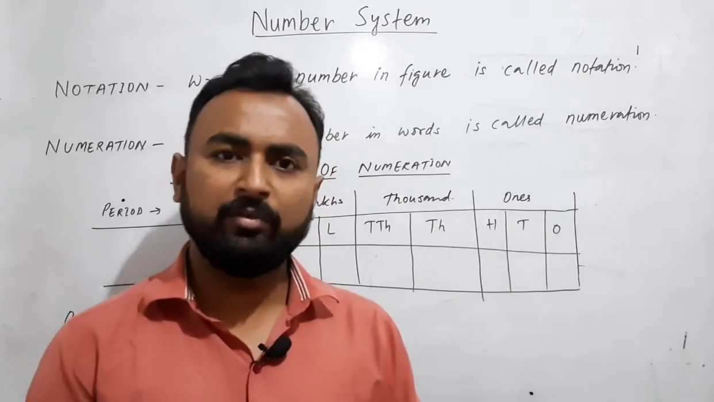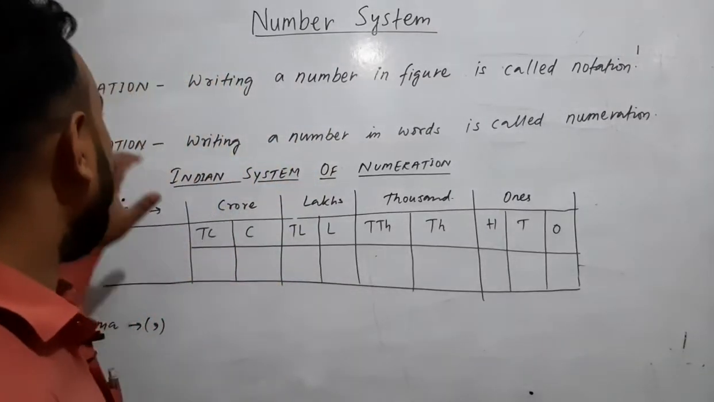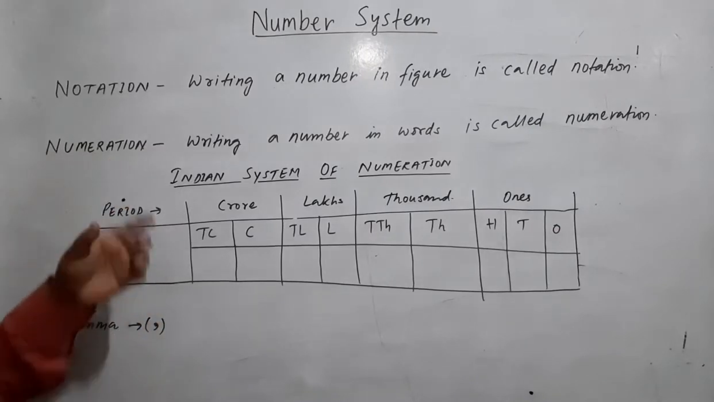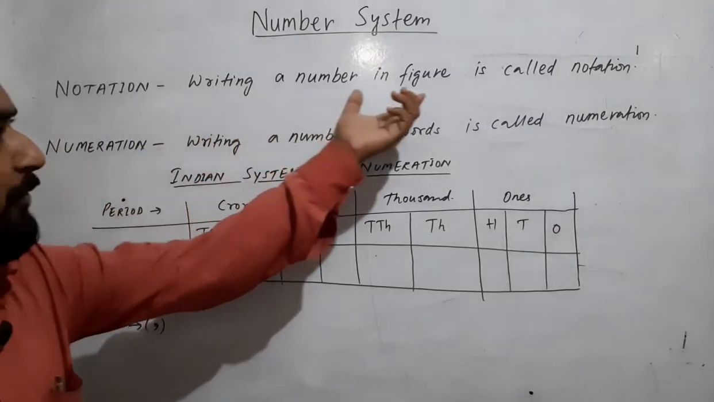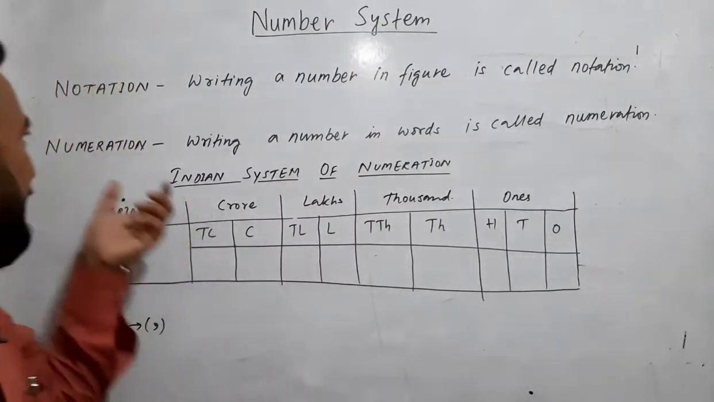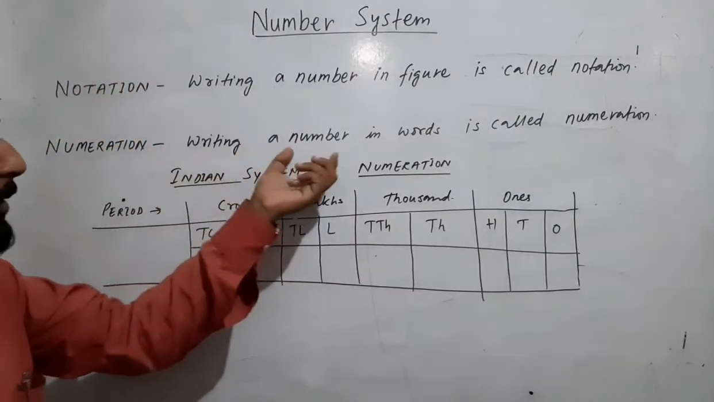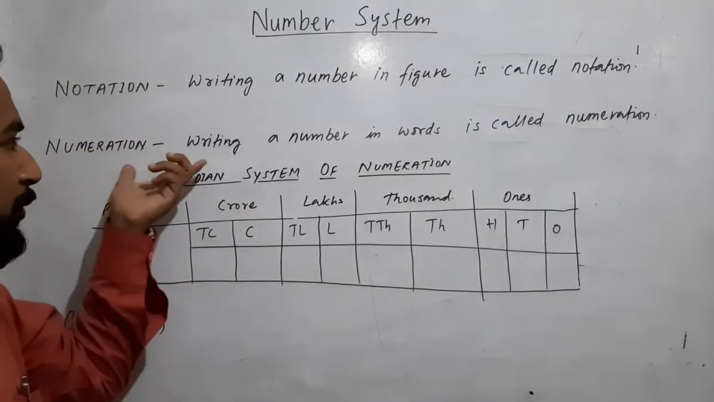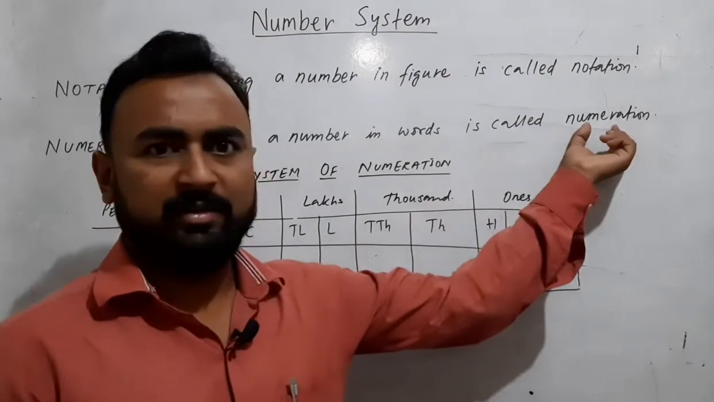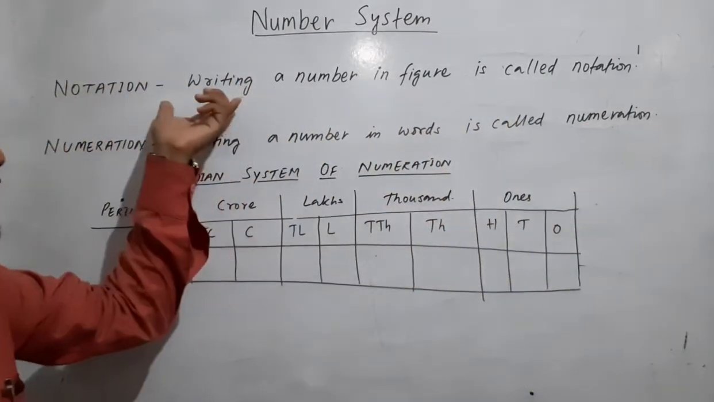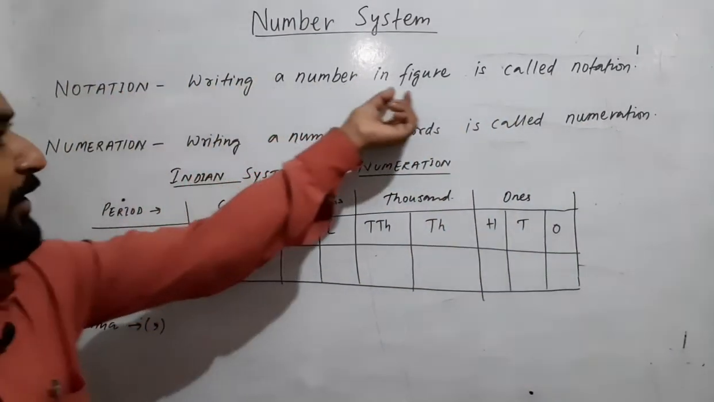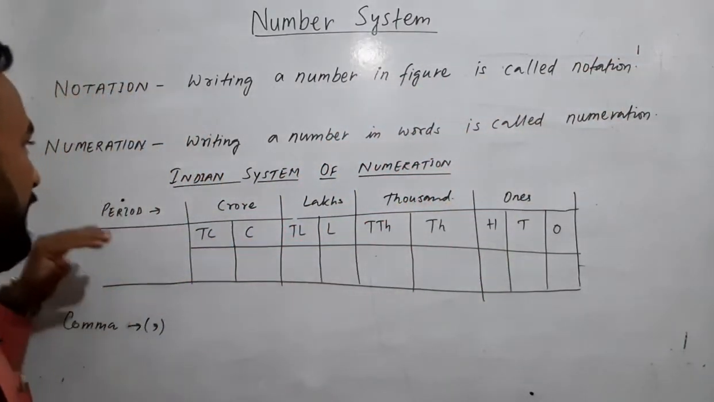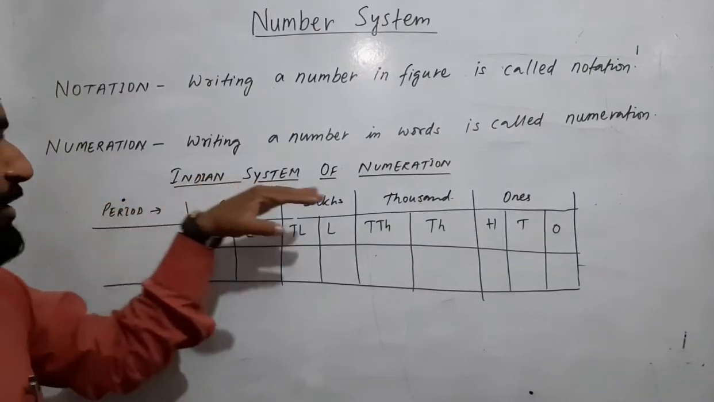So without any further ado, let's start. First of all, here you are given two terms, notation and numeration. Notation means writing a number in figures. And numeration means writing a number in words. Whenever you write a number in words, that is known as numeration. And writing a number in figures, that is in digits, is called the notation of a number. So first you have the Indian system of numeration.